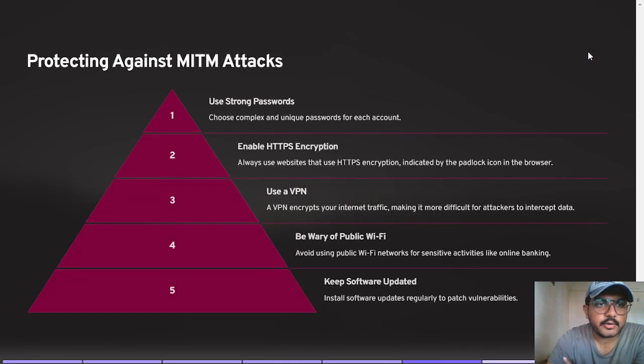And here, in protecting against MITM attacks, we must follow these criteria: using a strong password, enabling HTTPS encryption, using a VPN, being very aware of public Wi-Fi, and keeping software updated. As you see, these are the key points, you can go through them.